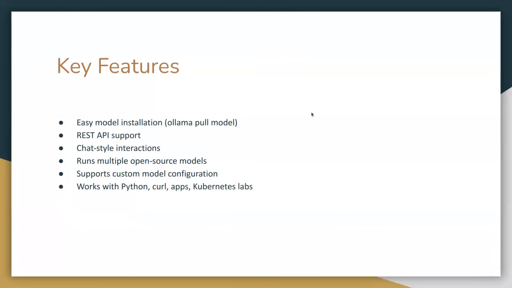Second one is REST API support. It actually supports the REST API. So by calling the API, you can use that particular model in any third-party application. Simply, if you create some custom chatbot, you can use this particular API, and whenever you place some messages, it actually interacts with your Ollama API and it answers. Chat style interaction: you can have chat style interaction with such models.